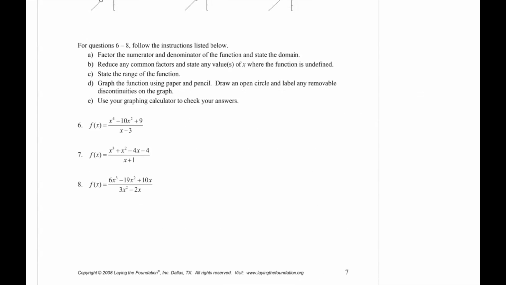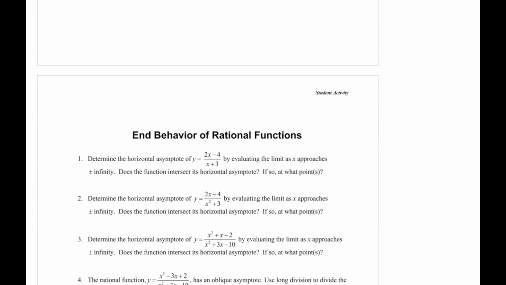And then after that, you're going to come in and look at end behavior on the next day. So I hope you'll enjoy these lessons on rational functions and enjoy this unit.